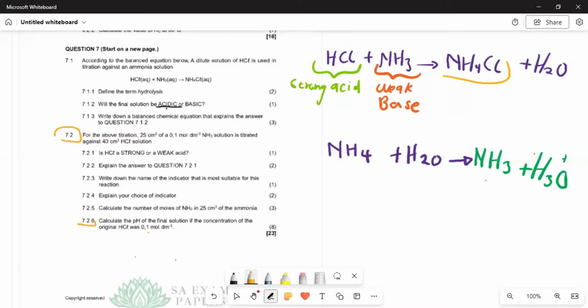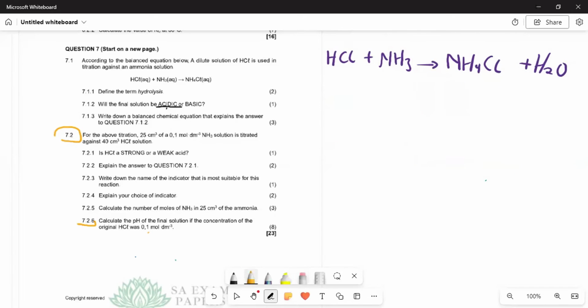Now, okay, let me move on to the 7.2.6, right? First, I want to write down the chemical equation for it, or rather it's still the same. Now, let me try and interpret the information from this. So they say, okay, from the above titration, right, 25 centimeter cubed of 0.1 mole per decimeter cubed of NH3.